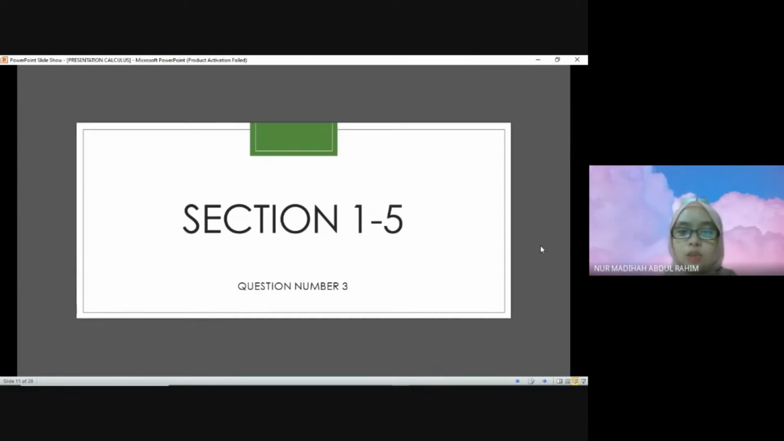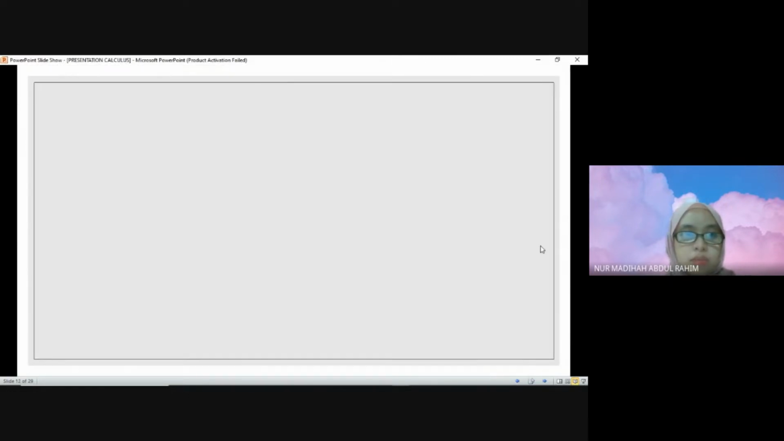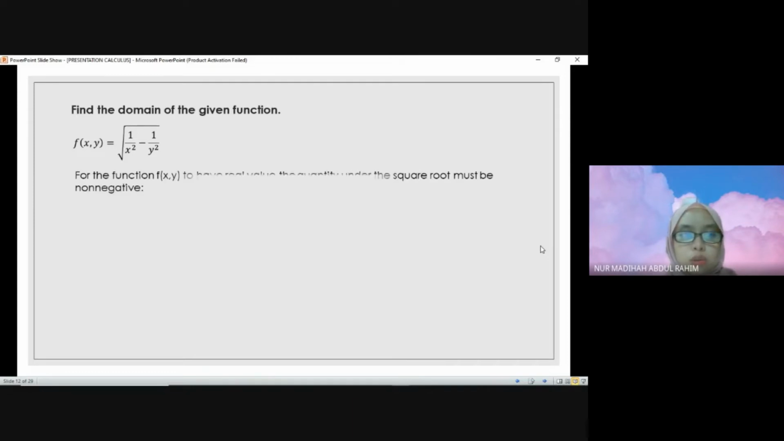Okay, for section 1.5, question number 3. Find the domain of the given function. Given f(x,y) equal to the square root of 1 over x squared minus 1 over y squared, for the function f(x,y) to have a real value, the quantity under the square root must be non-negative, which is 1 over x squared minus 1 over y squared more than or equal to 0.